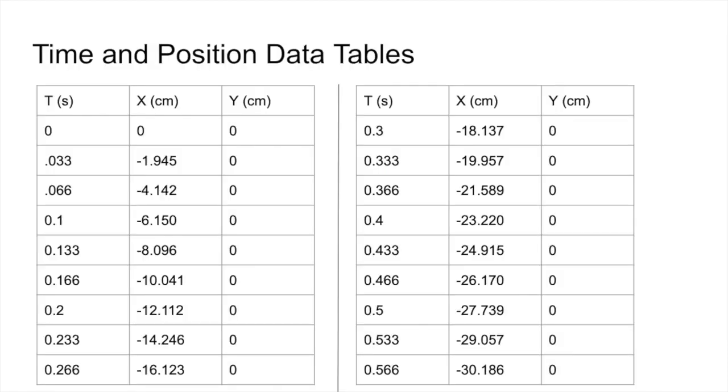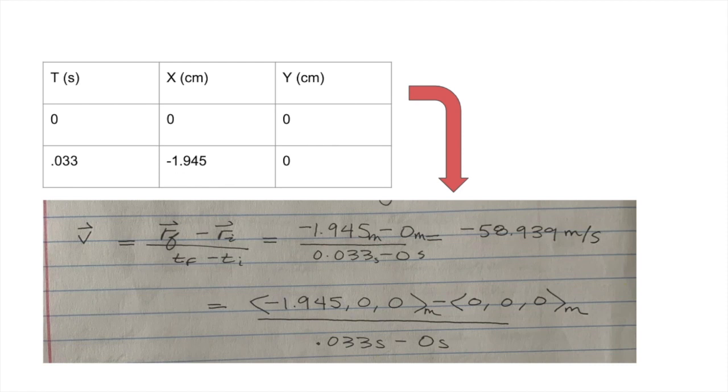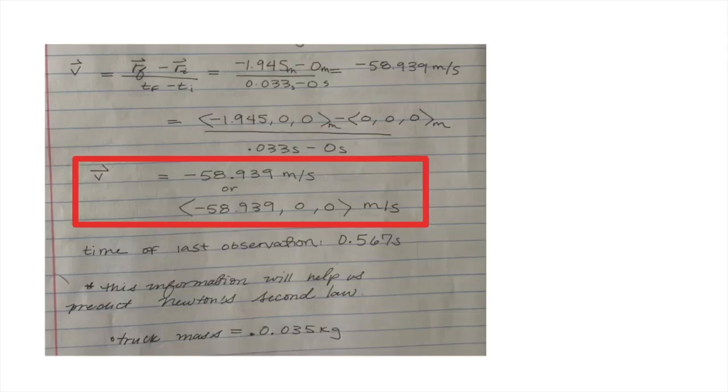The plots at each frame are displayed here. If we abstract the data points from two frames and employ the basic kinematic relationship that velocity is displacement over time, we yield the following result. The velocity vector is equal to 58.939 meters per second in the negative x direction.